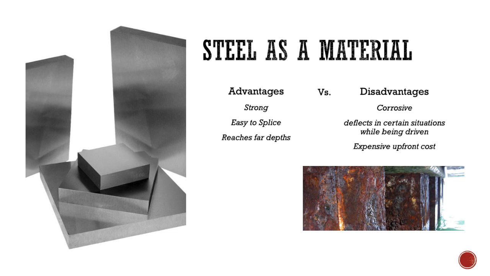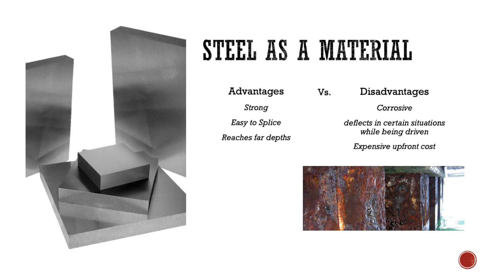Another advantage of steel piles is its ability to reach depths of up to 200 feet. Concrete piles can reach depths of 150 feet, and wood piles can reach depths of up to 120 feet.